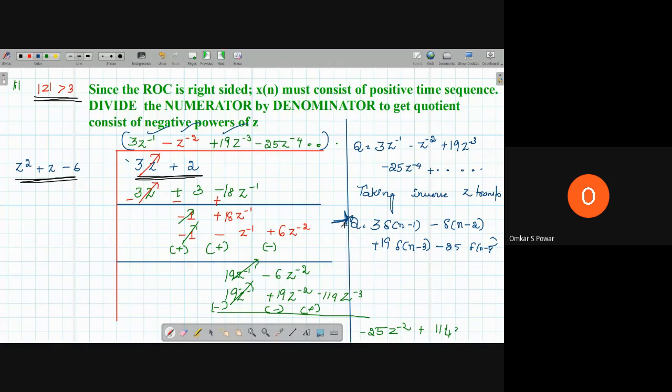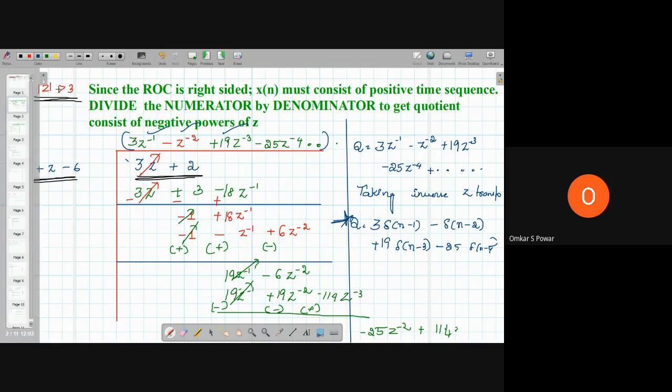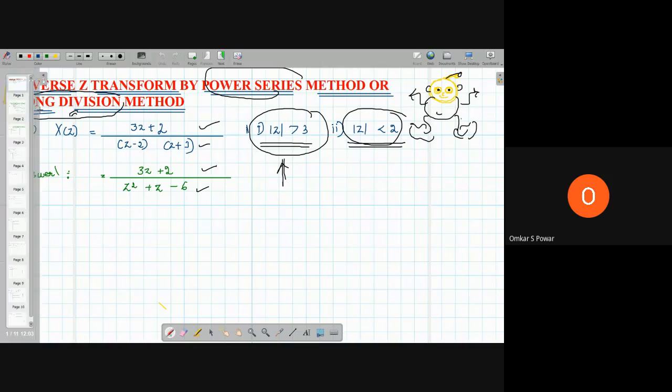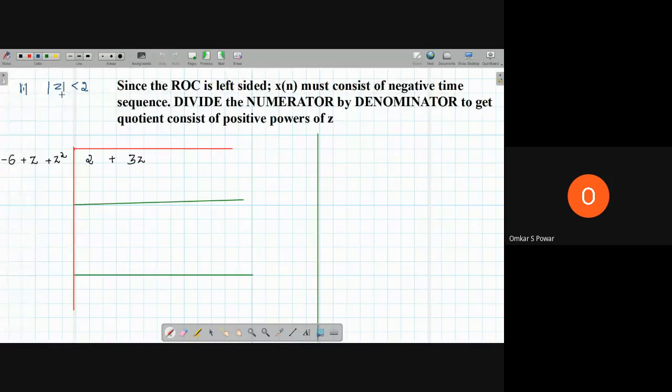So this is your answer here. This is for mod z greater than 3. Now the second one, what they have asked in the question, so let us go back to the question. It is mod z lesser than 2. Don't worry, we'll solve for that one. So we have mod z lesser than 2.